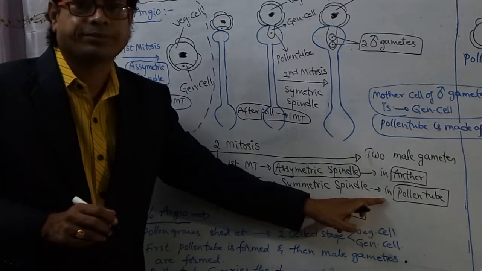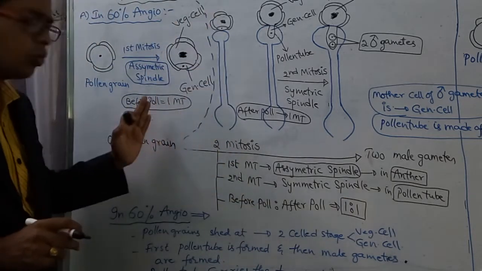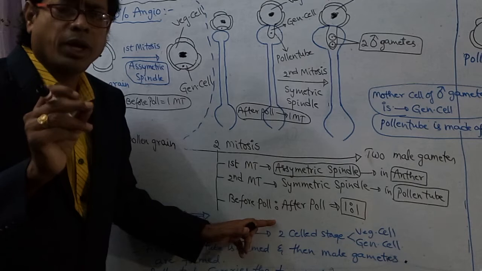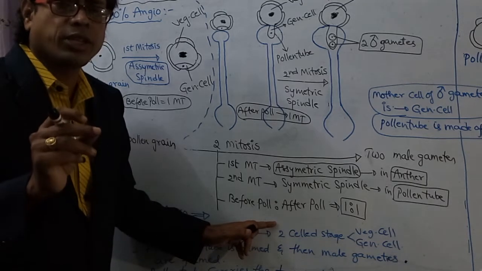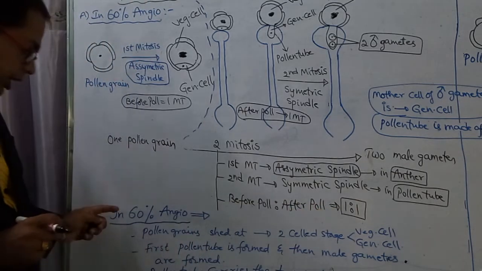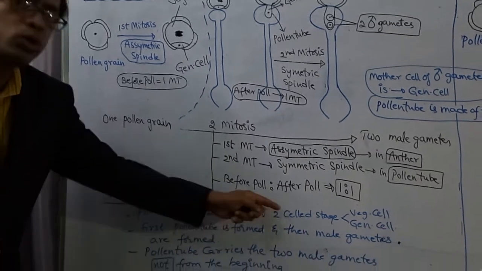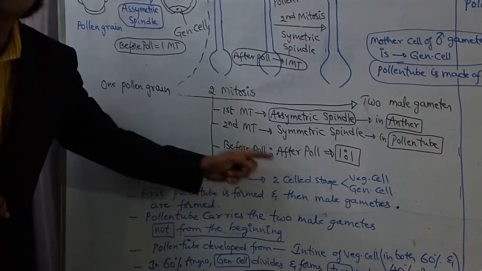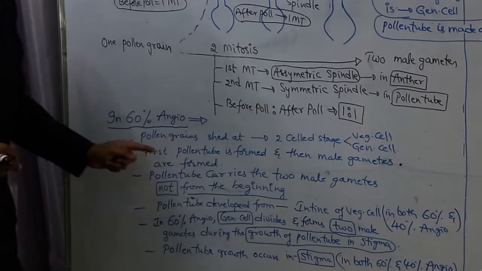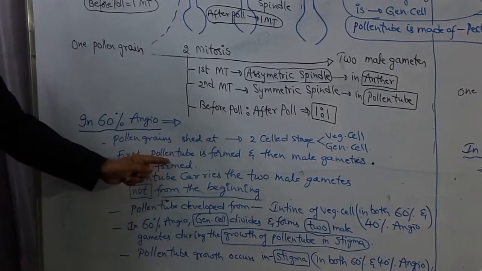Try to remember. Before pollination, how many mitosis occur? One mitosis. After pollination, how many mitosis occur? One mitosis. The ratio between the number of mitosis before pollination and after pollination is 1:1. In 60% of angiosperms, pollen grains are shed at 2-cell stage. How many cell stage? 2-cell stage. What are those 2 cells? That is the vegetative cell and the generative cell. First the pollen tube is formed and then male gametes are formed. Isn't it?